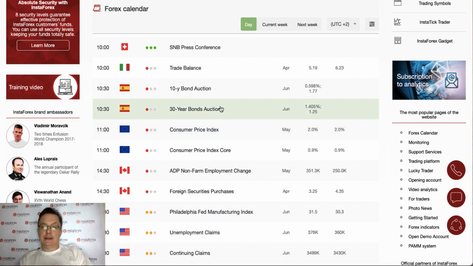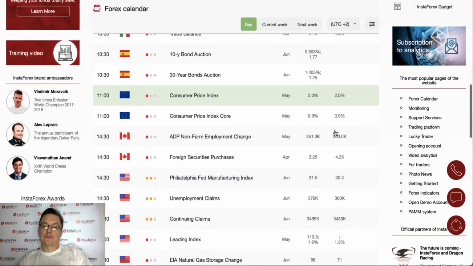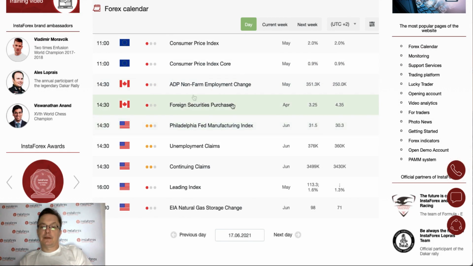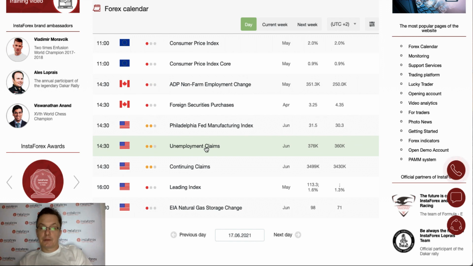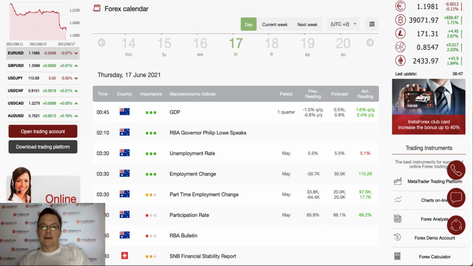And that's about it. Everything during the London session had been released, except the consumer price index from the Eurozone, scheduled for release at 11 a.m. The market expects this consumer price index to stay at the level of 2%. During the New York session, we have data from Canada, ADP non-farm employment change, and foreign securities purchases scheduled for release at 2:30, and at 2:30 we have the Philadelphia Fed manufacturing index, unemployment claims, and continuing claims from the United States. So the key data today is the New Zealand dollar and the Swiss franc.